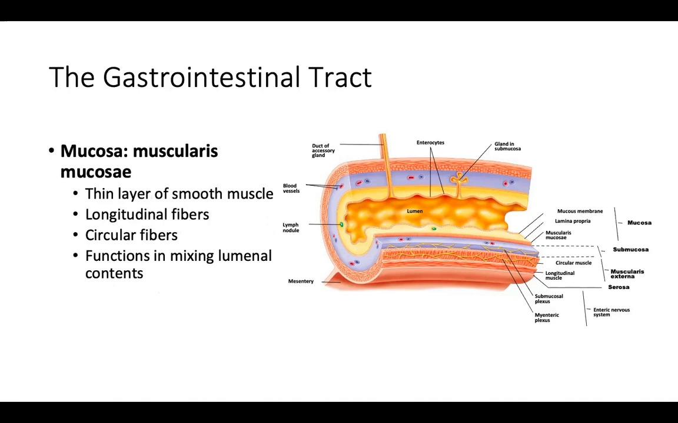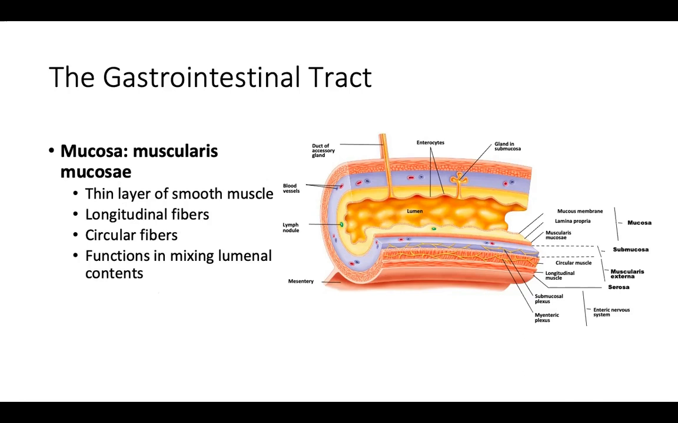And then lastly here, the third layer of the mucosa being the muscularis mucosae. This is a thin layer of smooth muscle. It's got longitudinal fibers. It's also got circular fibers, and it's really important for mixing the luminal contents.